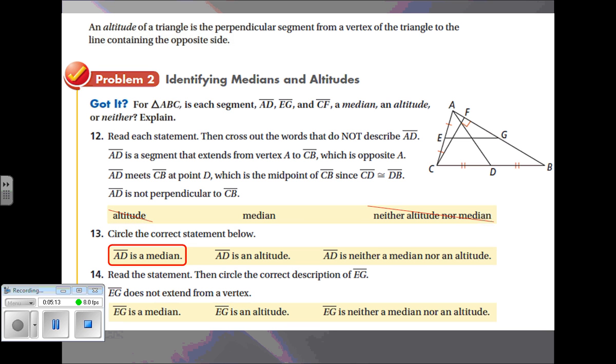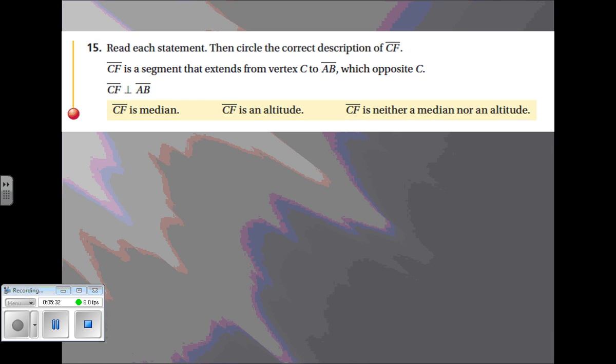What is the correct description of EG? EG does not extend from a vertex, so it's neither a median nor an altitude. And by looking at it, it appears to be a mid-segment, but I don't know that for sure because I don't know if AG is congruent to GB. Let's look at the next, finish this problem.